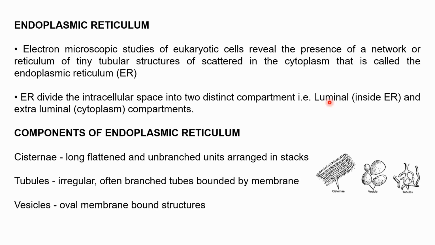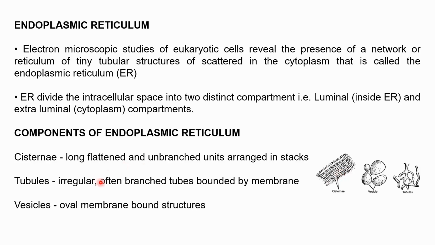Now, what are the components of endoplasmic reticulum? Endoplasmic reticulum mainly comprises three components. The first is cisternae, second is tubules, third is vesicles. All these three components vary in their shape and sizes. Cisternae, as we can see in this diagram, are long, flattened and unbranched units arranged in a stack-like manner, one above the other.